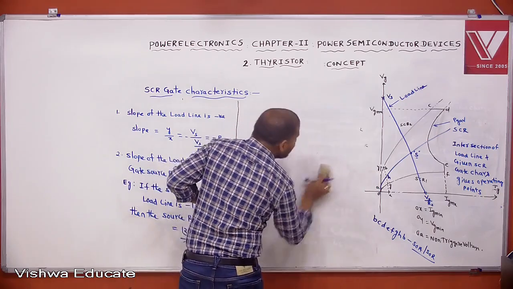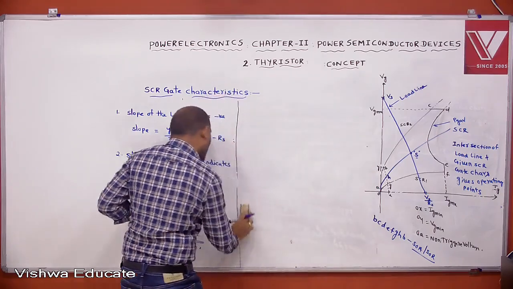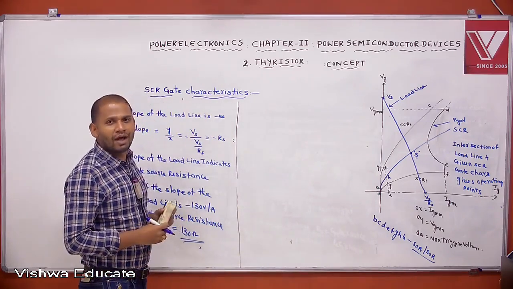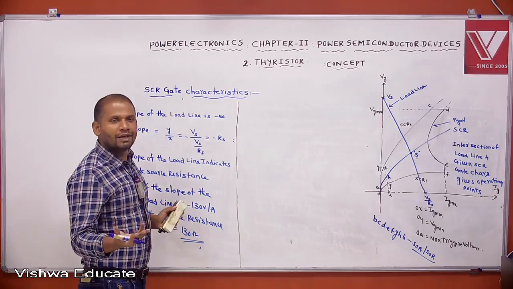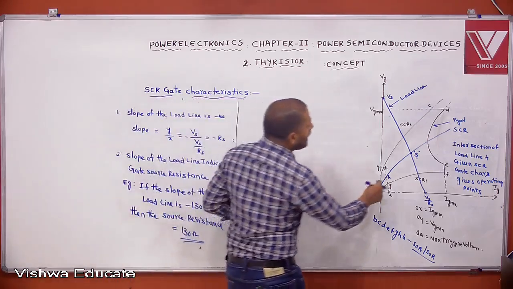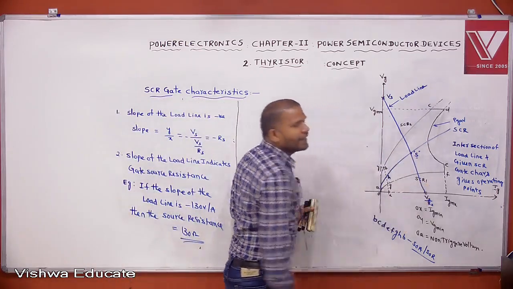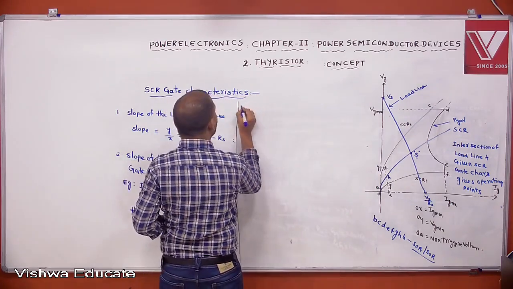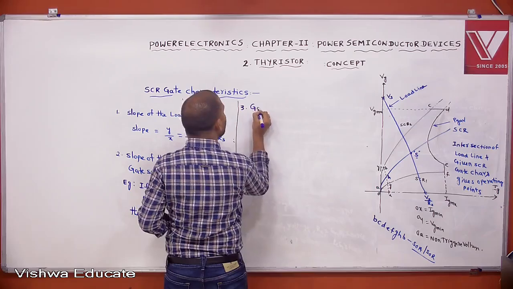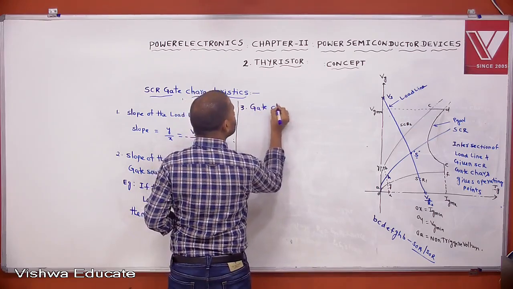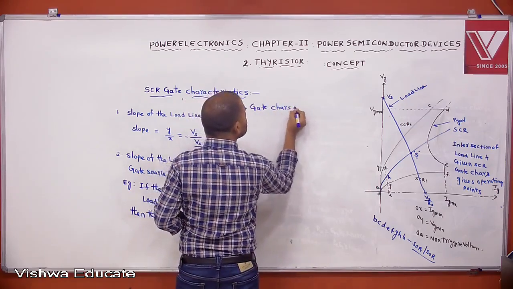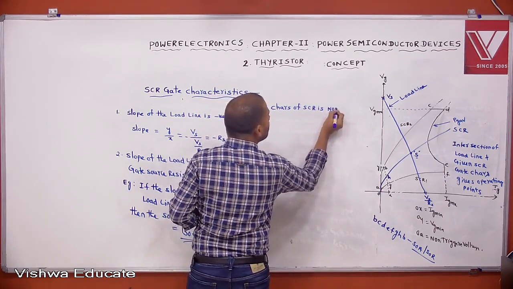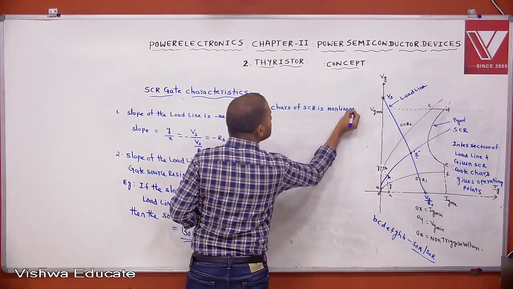The slope of the gate characteristics, or before that, are the gate characteristics practically linear or non-linear? It's non-linear. The gate characteristics of SCR are non-linear because it is a diode characteristic. Third one: the gate characteristics of SCR are non-linear.